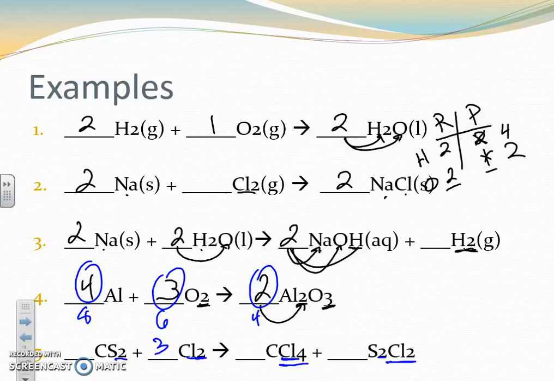So sometimes you've got to put numbers everywhere, sometimes you only put numbers somewhere. It just kind of depends on what kind of problem it is. And there's some harder ones, there's some easier ones, there's some that are already balanced and you don't have to do anything to, so don't freak out if you see something like that. It does happen.